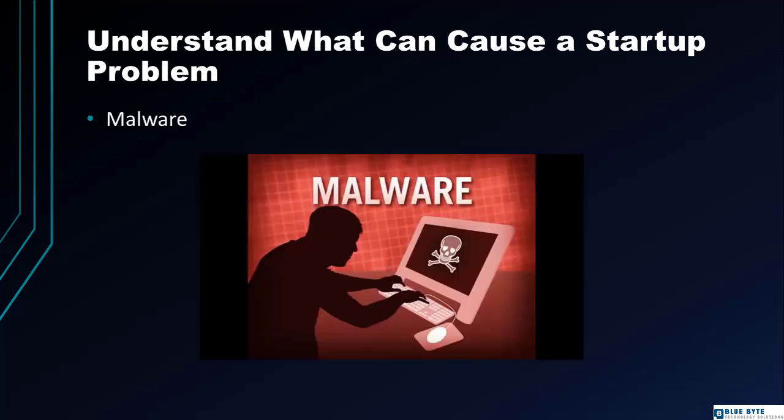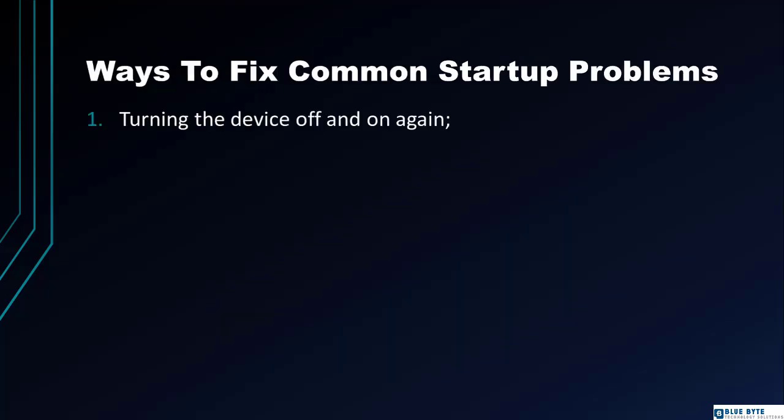Malware can corrupt startup files or change registry keys that lead to Windows 10 boot failures. After repairing the boot issue, you need to perform a complete computer scan with the antivirus to remove the root cause of the boot failure. There are ways to easily fix common startup problems and help you get up and running quickly. Some of them are damn simple, like turning the device off and on again. Yeah, that old trick works.